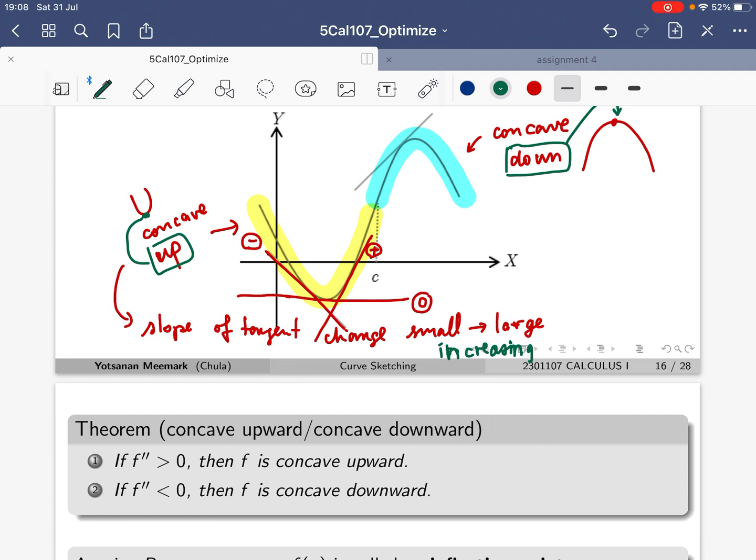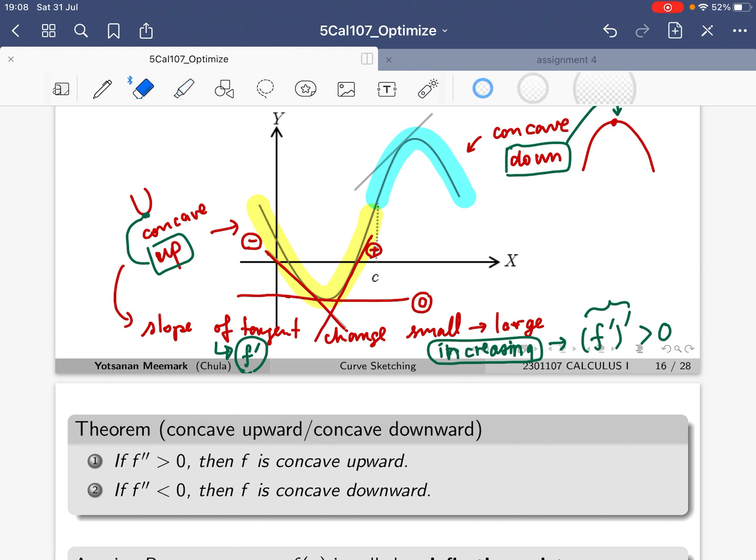The slope of the tangent line is f prime, right? And when you say that your f prime is increasing, what does this mean? It means that the derivative of f prime is positive, and the derivative of f prime is simply f double prime. So if you can solve for the interval where your f double prime is positive, then over that interval your f is concave upward.